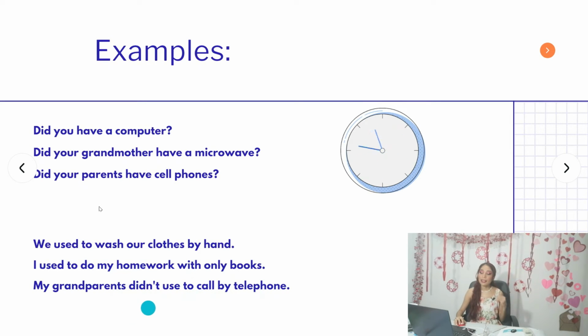So remember that if you are using didn't or did not, etc., you are not going to say used to. Ya no vamos a poner didn't used to. Okay, so it's perfect using past only one time in this sentence. Okay, so I hope this was clear enough.